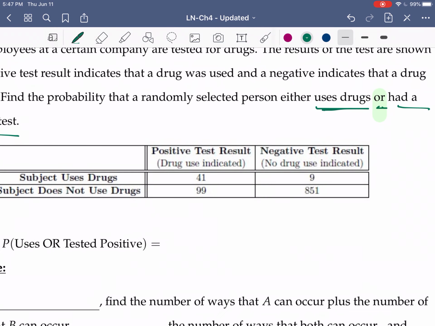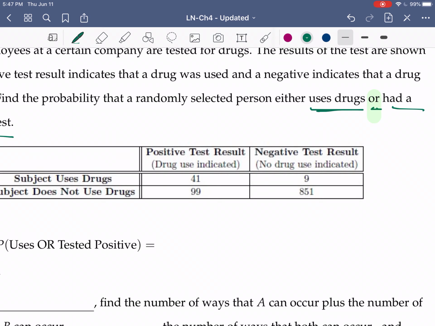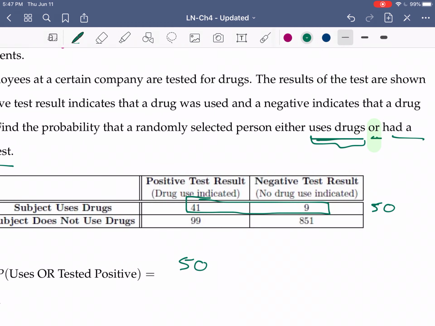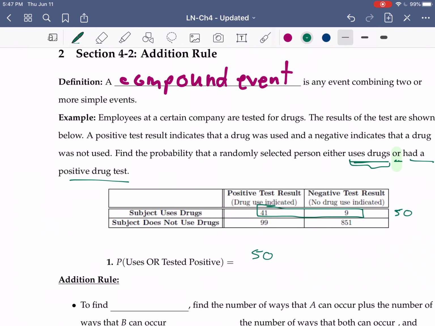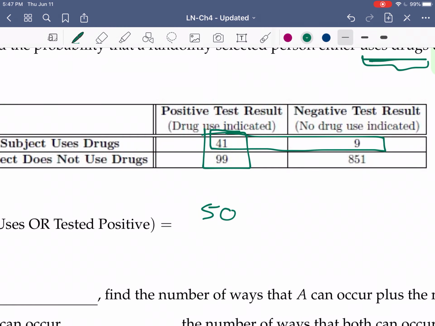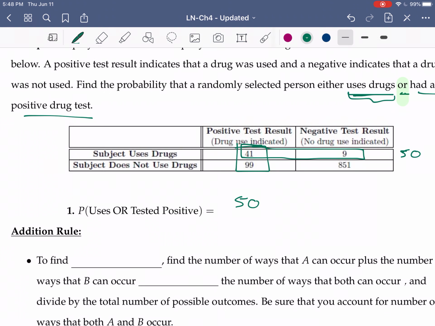We want to know the probability that a person uses drugs. Those that use drugs are given right here. If we add 41 and 9, we get a total of 50 people that use drugs in this particular company. We want those that use drugs or those that had a positive test. Those that had a positive test are represented right there, the 41 and the 99. If we add those two values together, we get 140. So we're going to take 50 plus the 140.